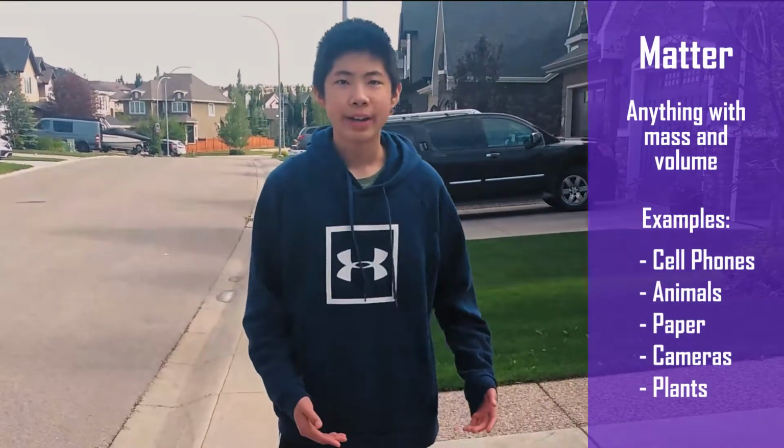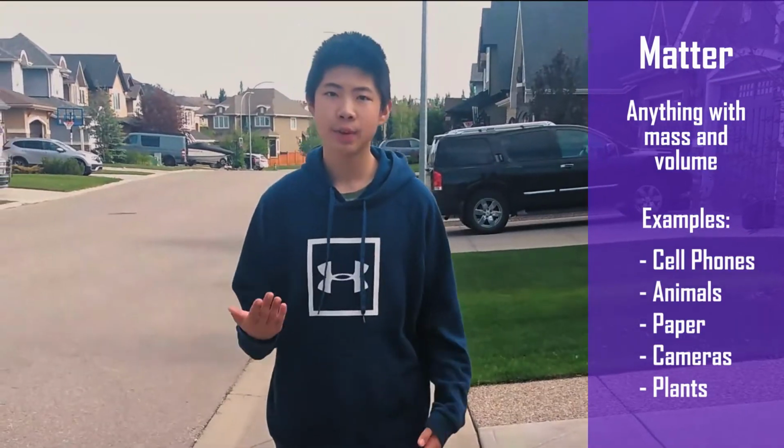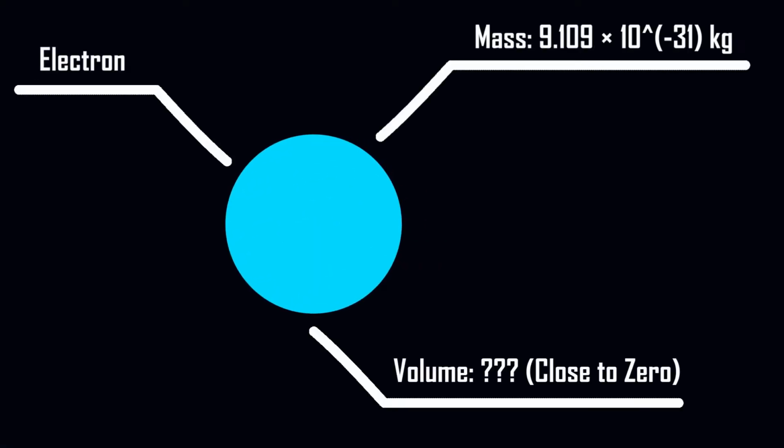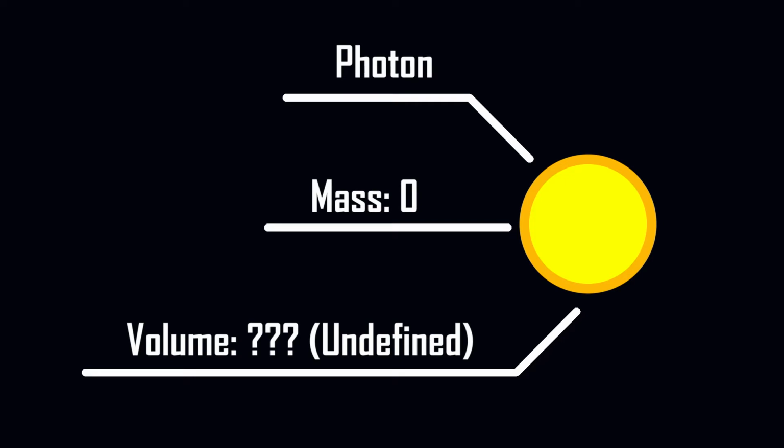Well, it's everywhere, and anything that has mass and volume is matter, like a tiny electron, which is very small, but is still considered matter. Some things, however, are not considered matter, such as the photon, which is a particle of light, or heat. Matter can be characterized in two different ways, through their physical properties and through their chemical properties.